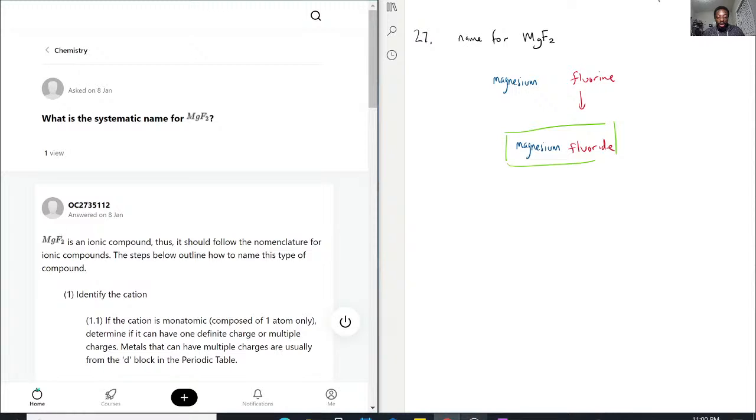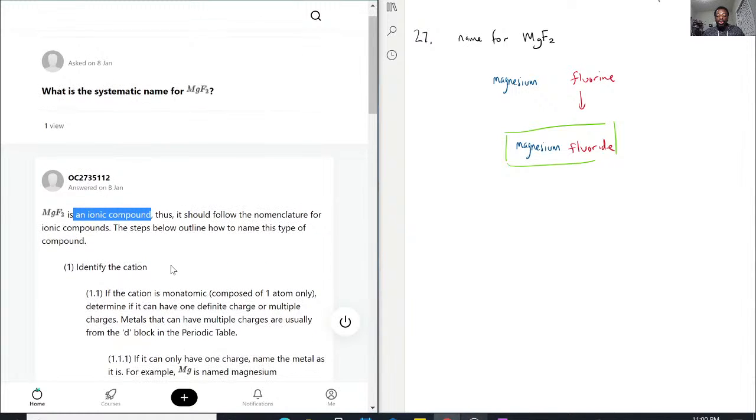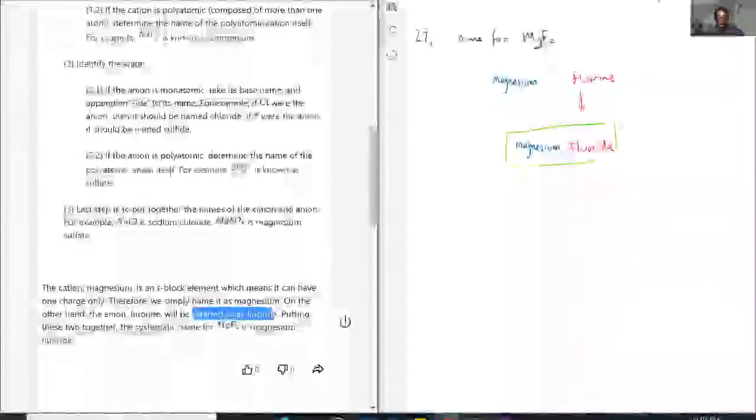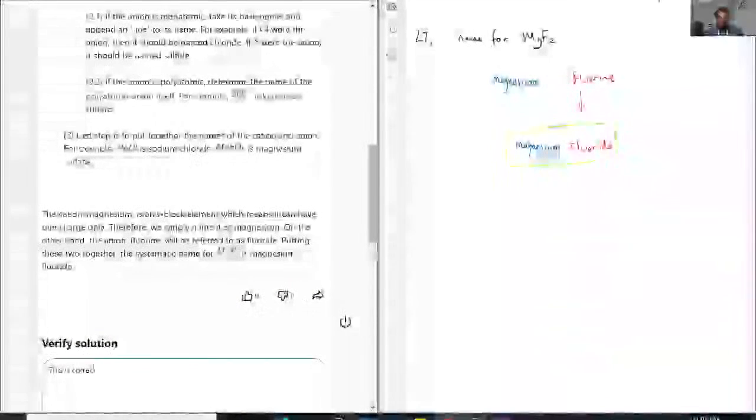They do state it's an ionic compound, so it should follow the nomenclature. That's what I'm looking for, ionic compounds. Mg, magnesium. Alright. And then the anion, we don't know yet, but on the anion is fluorine, and we replace it to say fluoride, and we put them together, it ends up being magnesium fluoride. So this is correct, and that would be our answer for this question.